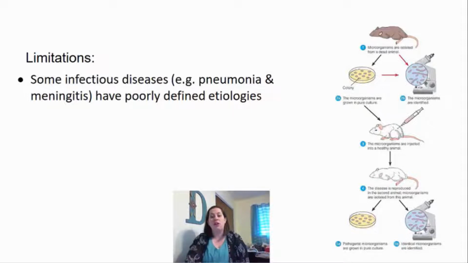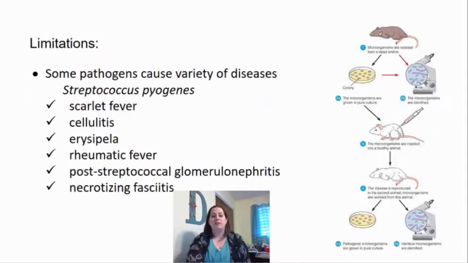We don't actually know the exact cause sometimes, especially when we look at meningitis. Meningitis could potentially be caused by a viral infection, a fungal infection, or also a bacterial infection. And pneumonia can be the same thing. There's lots of different things that could potentially cause the progression into a pneumonia or meningitis.